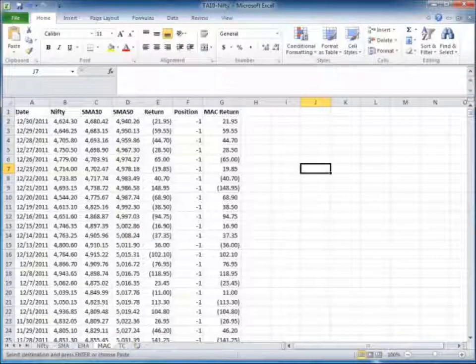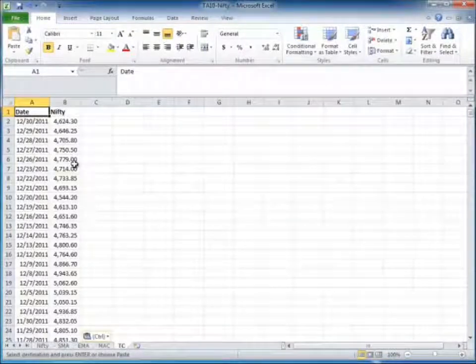Triple crossover. Here we are back in Excel, and what we are going to do now is implement the triple crossover strategy, just like we did with the moving average crossover. We'll use the same parameters that we did before, what we used in the chart. We'll use 5, 20, and 100 day simple moving averages. So let's go into TC, which is triple crossover.